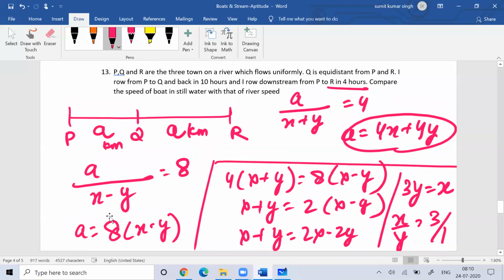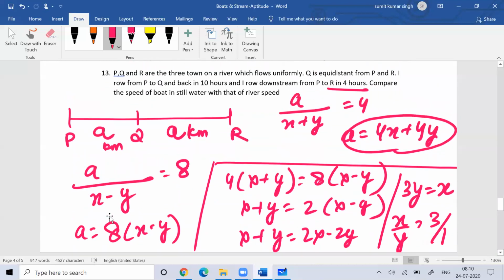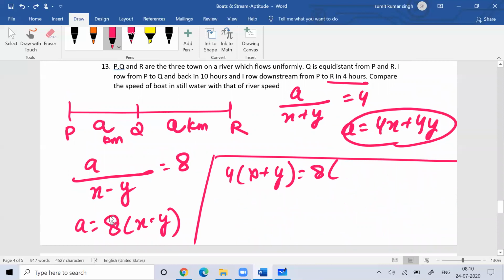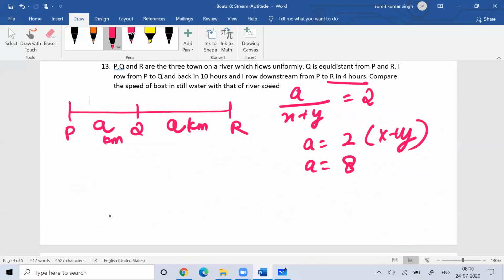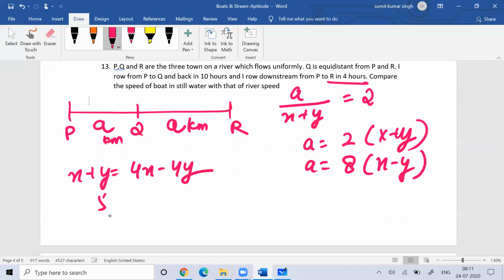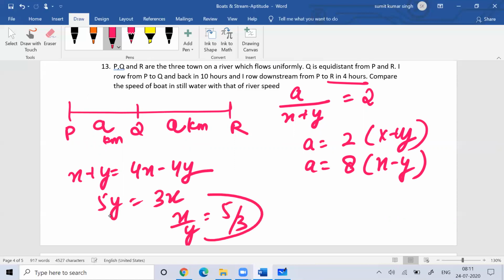No, this was 2 hours. Sorry, there's a mistake, guys. So this was 2 hours. So one time downstream was 2 hours. So a is equal to 2 into x plus y, and similarly, a is equal to 8 into x minus y. So if I compare them, x plus y is equal to 4x minus 4y. So 5y is equal to 3x. So x by y is 5 by 3.